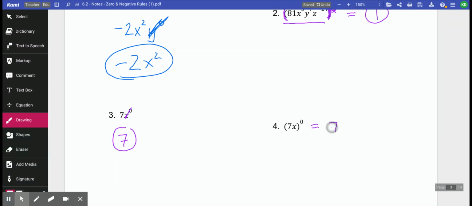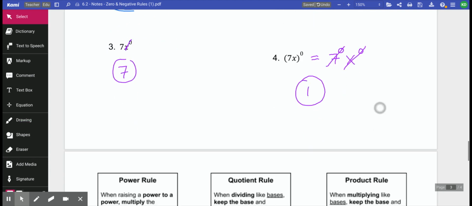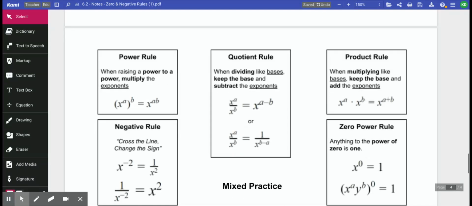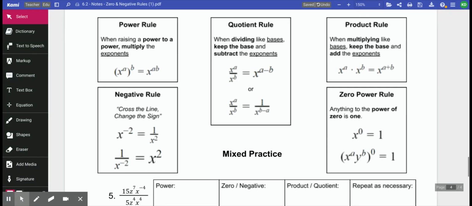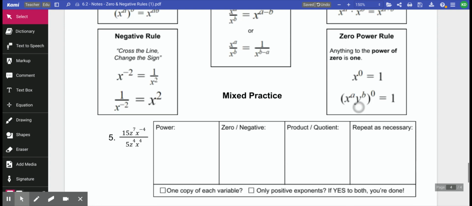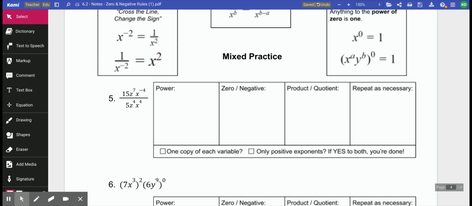All right, and then here we have those two examples that are very similar, but we have to know the difference. So 7 times x to the 0, right? So we think, well, x to the 0 we can cross out. So that's just going to leave us with 7. But here we have 7x to the 0. So you can even apply your power rule. So that's going to be 7 to the 0 and x to the 0. So we can cross them both out, which just leaves us with 1. So remember, when we cross everything out, we still have a 1. Okay?